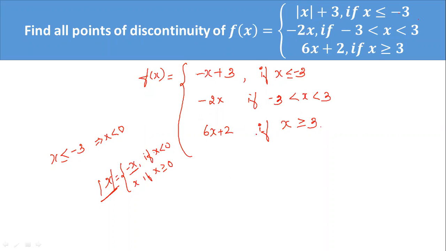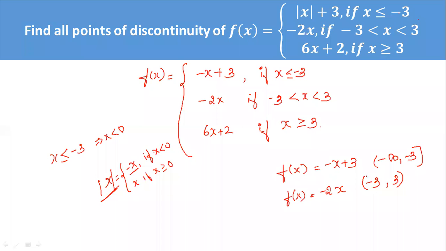Okay, so now what does that mean? f of x is minus x plus 3 if x is less than or equal to minus 3, which means from minus infinity to minus 3, f of x is minus x plus 3. In between minus 3 and 3, the function is defined as 2x. Why have I written an open bracket? Because it is strictly less than, which means the end points should not be included. If the inequality is strict, end points are not included. That's why I have written it as an open interval.